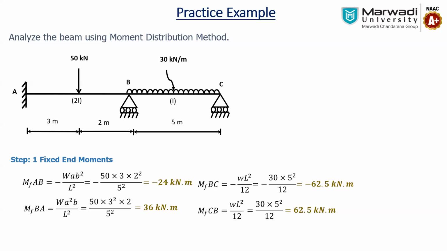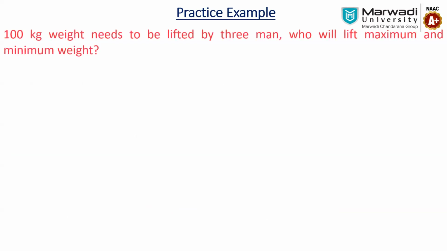Now, before moving to the next step, that is the distribution factor, we have to briefly discuss the meaning of the distribution factor and why it is required to calculate in the moment distribution method. Let me take a simple example: suppose a 100 kg weight needs to be lifted by three different men. Who will lift the maximum and minimum weight? If three equal persons are there, then all should take equal weight.